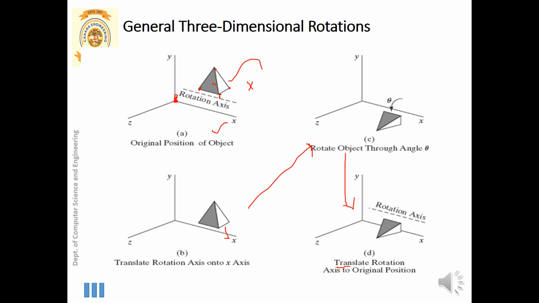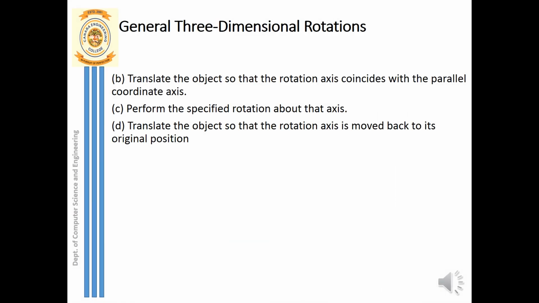So this is actually a general three-dimensional rotation. Like I already said, first is translation to align, then perform the actual rotation, and then translate the object back to its original position.